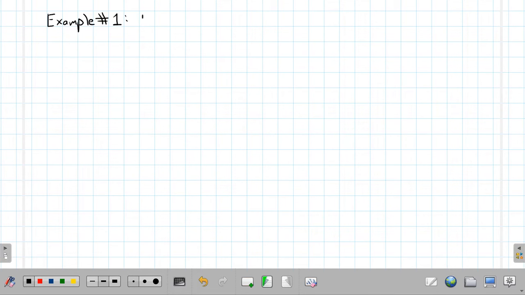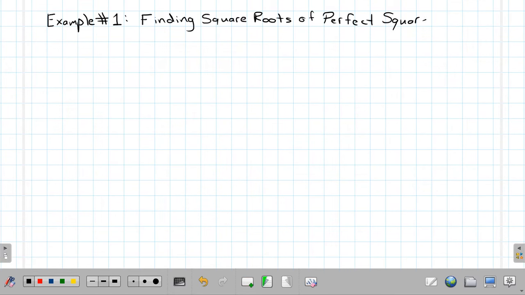Okay. In this case, we're finding square roots of perfect squares. So the actual question here is we need to find the 2 square roots of 49.